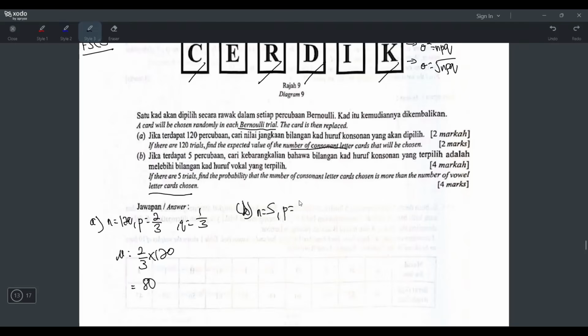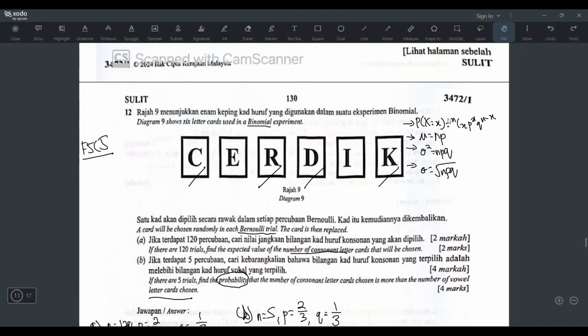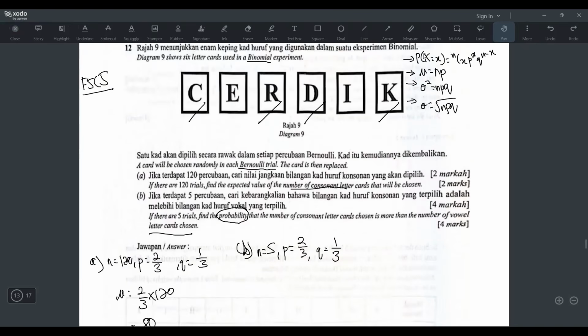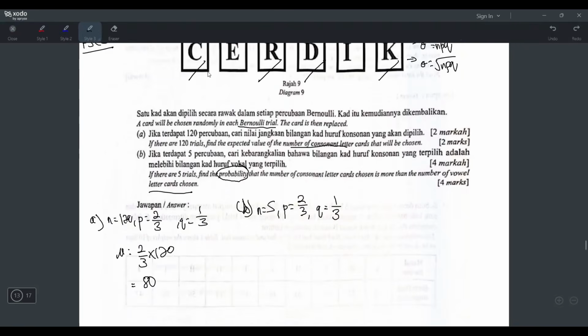Okay, it means your probability of success is still getting the consonant, and then probability of failure is still 1 over 3. But this time they want to find the probability that the number of consonant cards chosen is more than the number of vowels. So this one confirm you will use the probability formula, because they already say find probability, right? So confirm you use the first formula, and whenever we use the first formula, I will always tell my students to write this row, the big X. And in this big X row, you will write down all the possible values. So out of the 5 tries, maybe 0 success, or maybe 1 success, 2, 3, 4, 5.